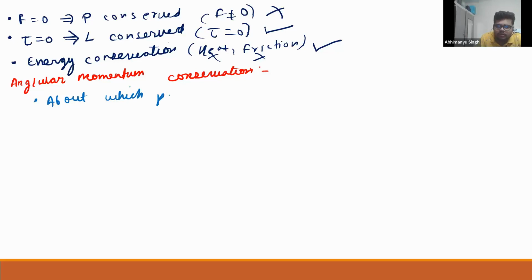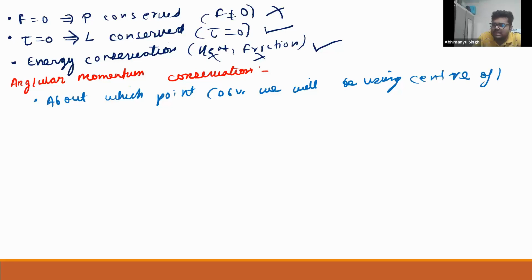Which point? It is obvious. We will be using the center of the planet. Why? Because force is zero about this point. You can use any point, but the choosing of variables will be more and more tougher. Like you need to find the distance, you need to do some geometry. Always choosing a center makes our work easy. So we are choosing that point.